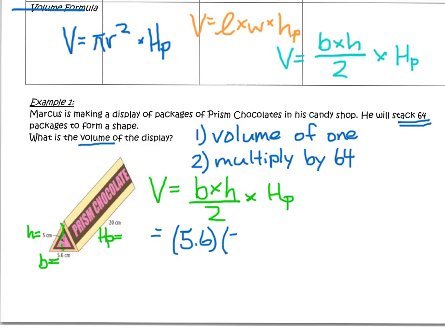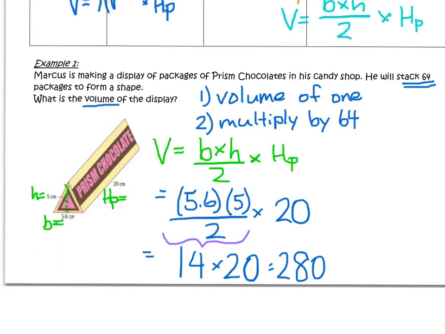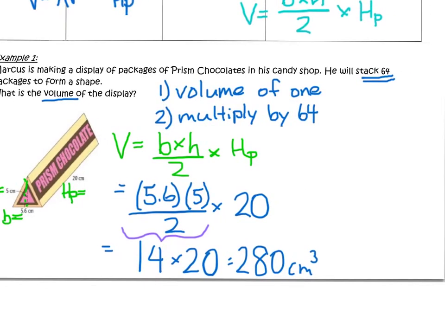Base of 5.6 times height of 5 divided by 2 times the height of the prism, which is 20. Again, calculator doesn't do BEDMAS for you, so I do that part first. 280 centimeters cubed. That's not the final answer because we have to do step 2: taking 280, multiplying it by 64. 280 was just the volume of one chocolate.